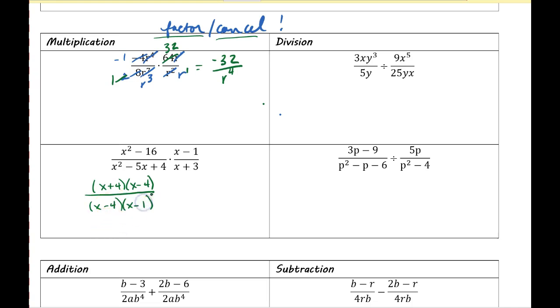-4 minus 1, okay? So I've factored everything I can. Now on this side, x minus 1 cannot factor. X plus 3 cannot factor, so I'm just going to recopy those. Now we do the reducing or the canceling.